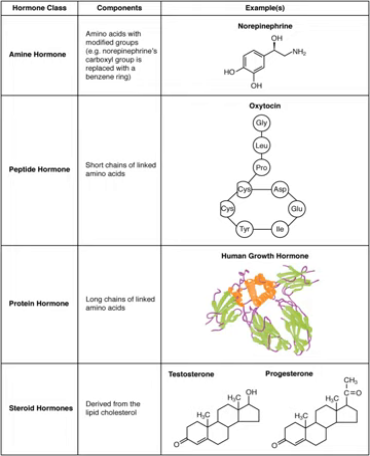Amino acid-based hormones (amines and peptide or protein hormones) are water-soluble and act on the surface of target cells via second messengers. Steroid hormones, being lipid-soluble, move through the plasma membranes of target cells, both cytoplasmic and nuclear, to act within their nuclei. Hormone secretion may occur in many tissues.